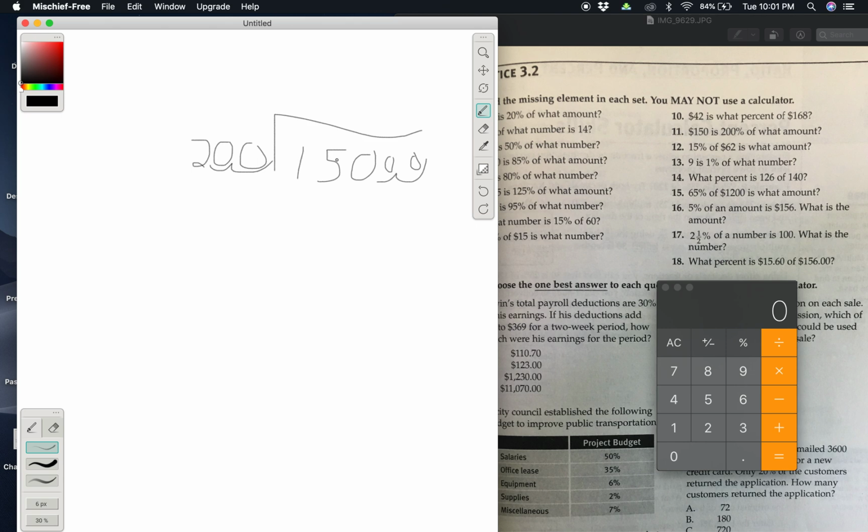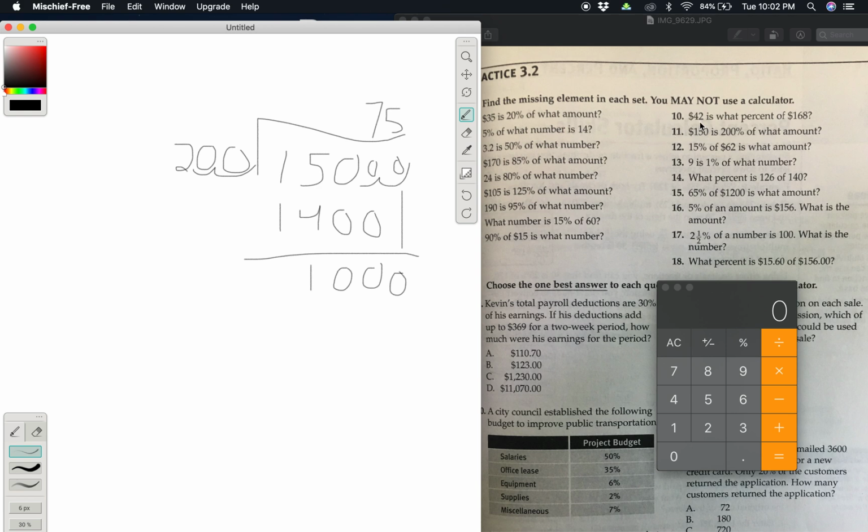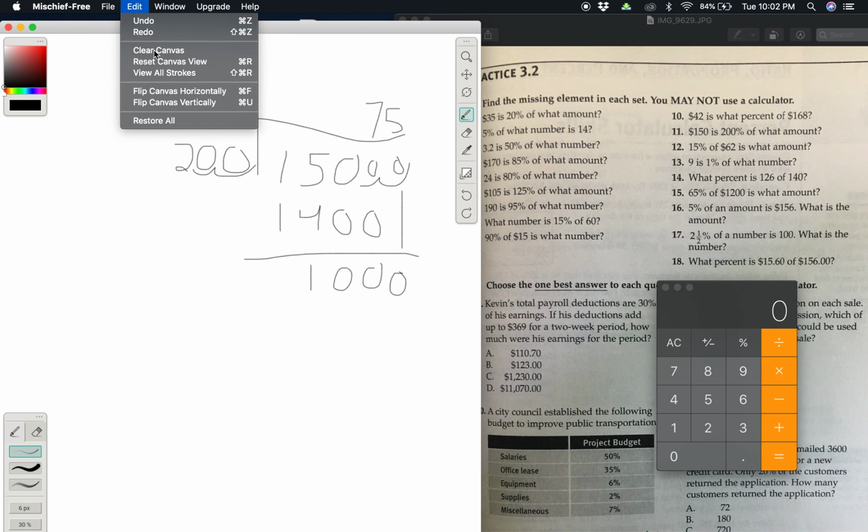So 200 into 150 does not go. 200 into 1500 does go. So it goes in there 7 times. 7 times 200 is 1400. 1500 minus 1400 we know is 100. Okay, so now does 200 go into 100? It absolutely does not. So we need to bring down this last 0 here, make it 1,000. 200 goes into 1,000 5 times. So the answer there is 75. Okay, let's clear this.